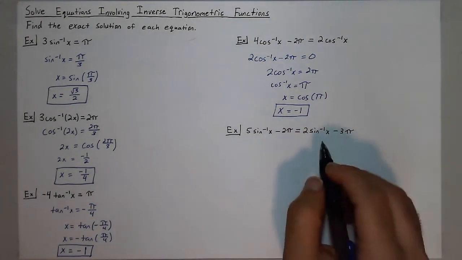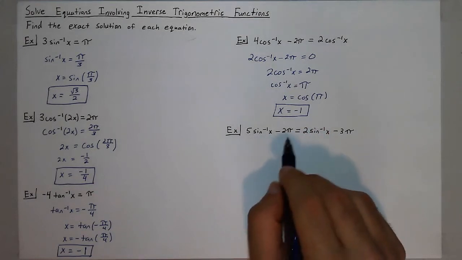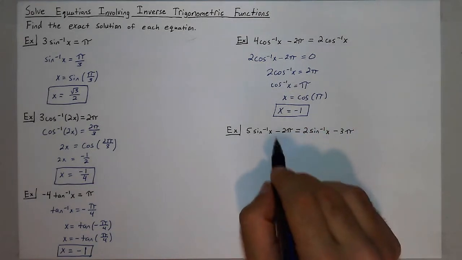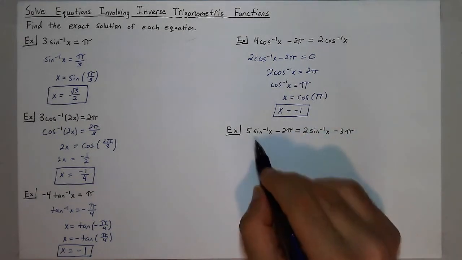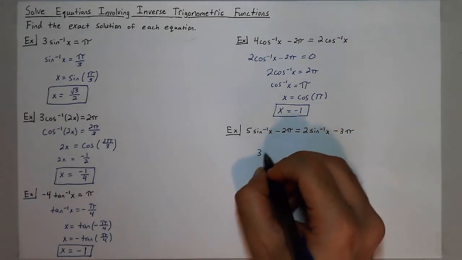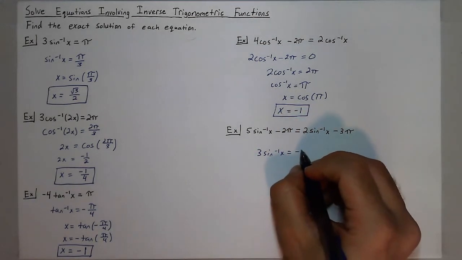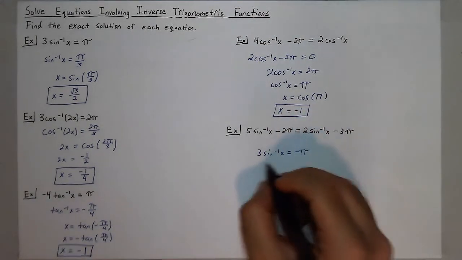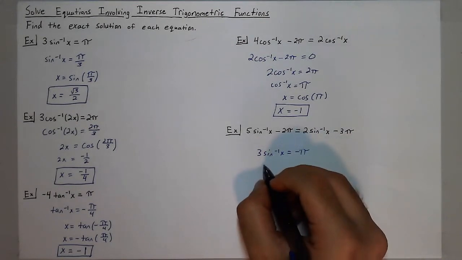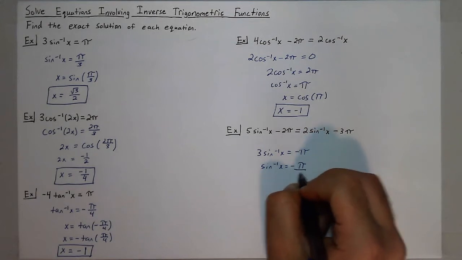Let's try one more. So here I'm going to have to move everything to one side, but here I already have something on my right side, so I'll add 2 pi to the right while subtracting 2 sine inverse of x to the left, giving me 3 sine inverse of x is going to be equal to negative pi. Dividing by 3, I'll get sine inverse of x is equal to negative pi over 3.